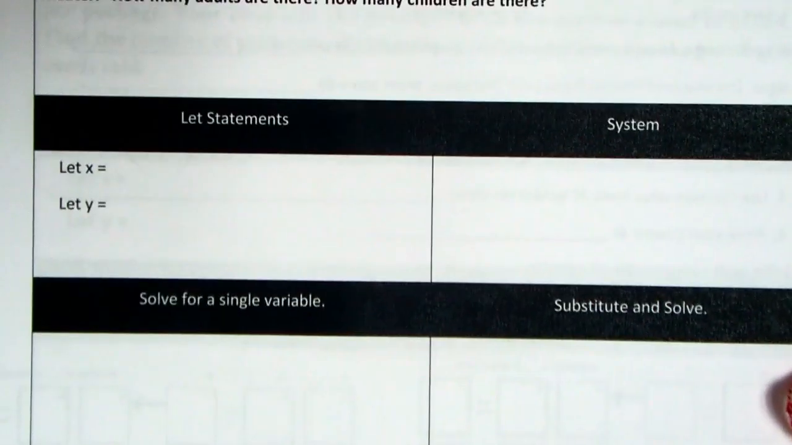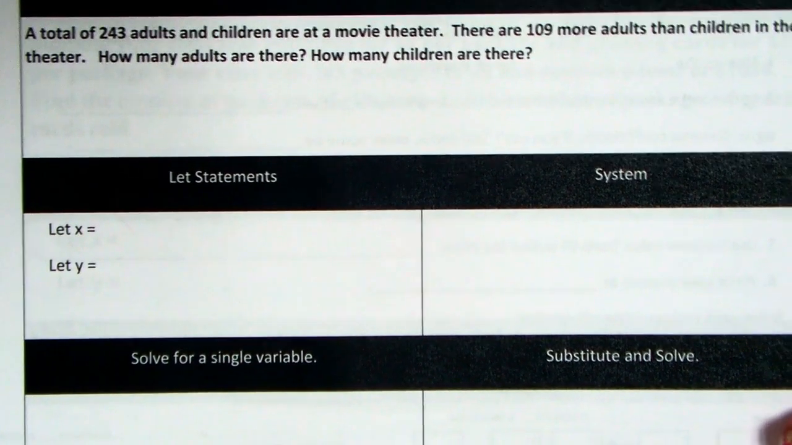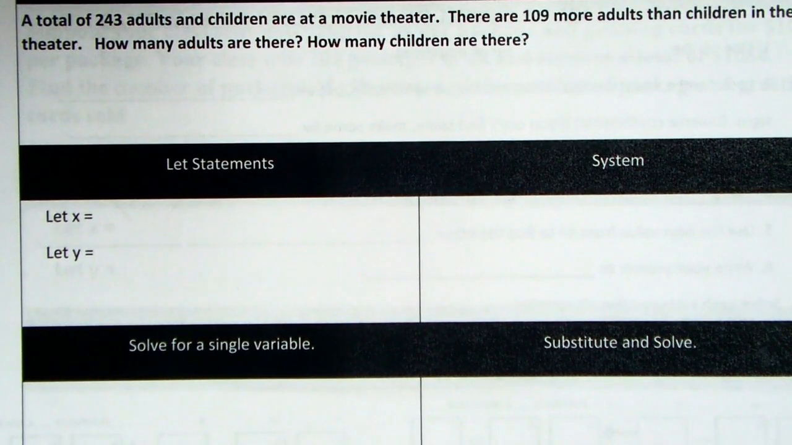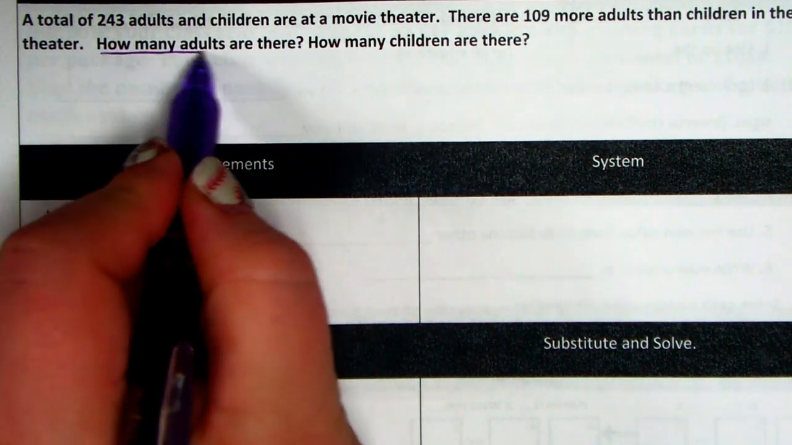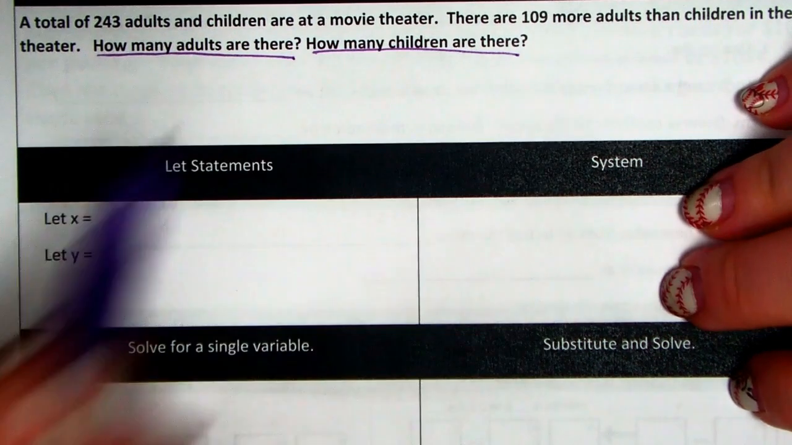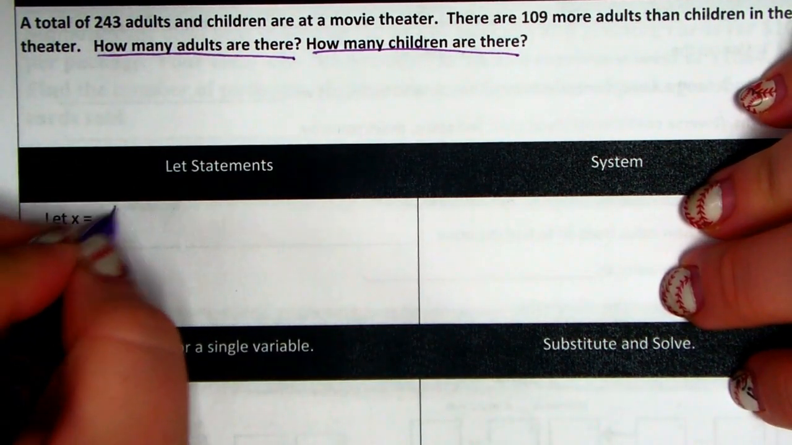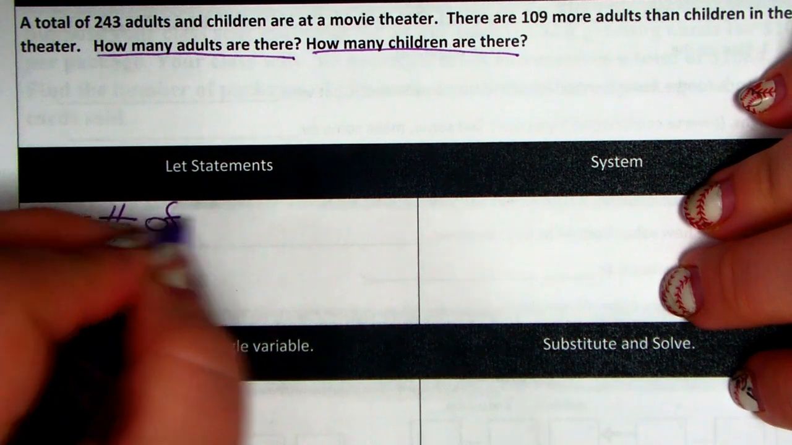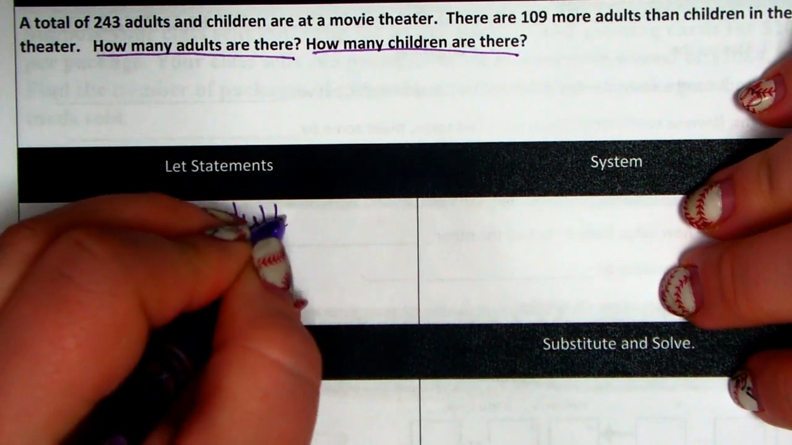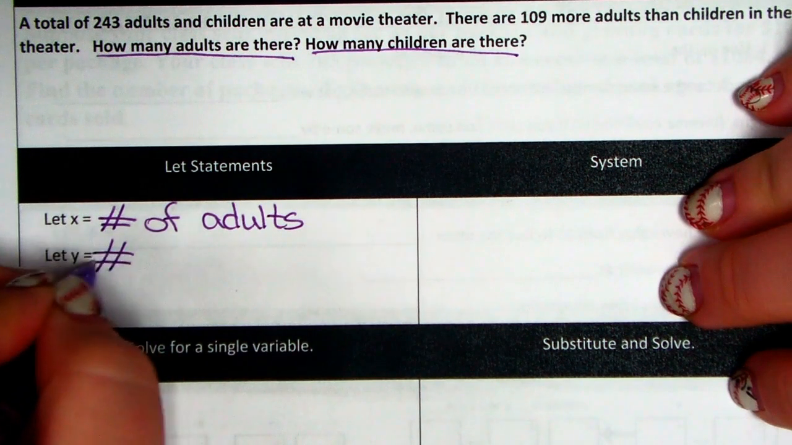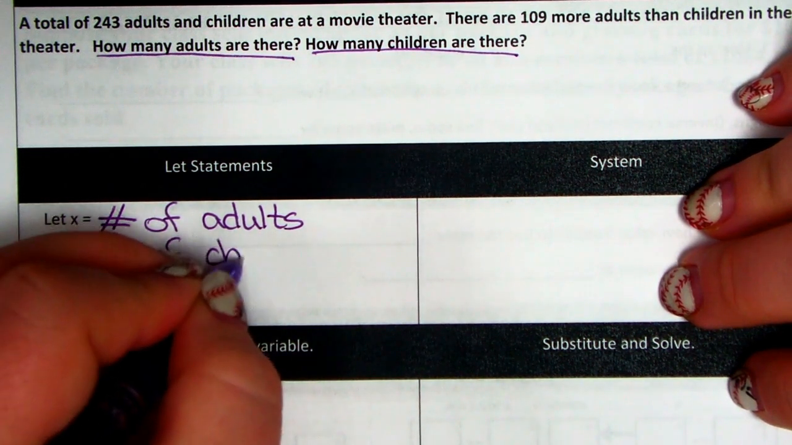Let's walk through one more word problem. It's about the total number of adults and children in a movie theater. There are 243 adults and children in a movie theater. There's 109 more adults than children in the theater. How many adults are there and how many children are there? Now that question at the end is what we're going to use to label our variables. So we'll let x equal the number of adults and y is the number of children.